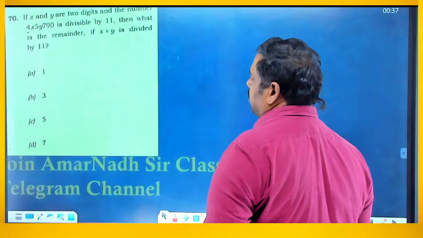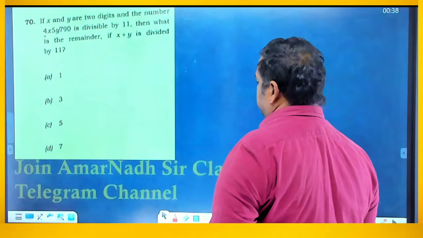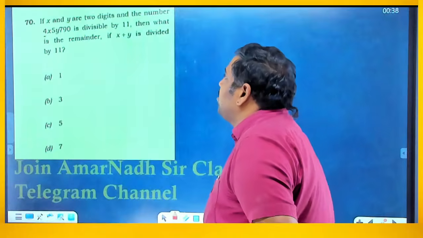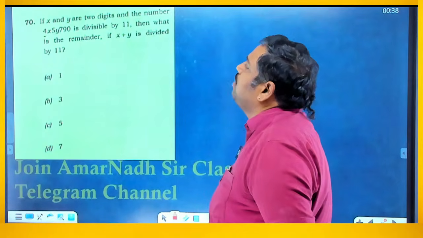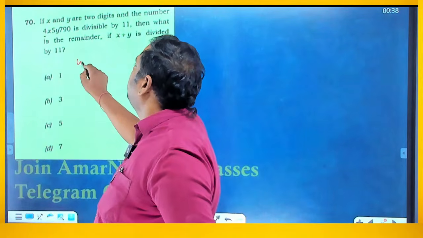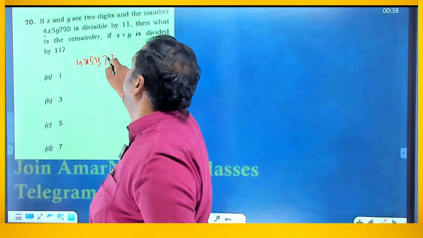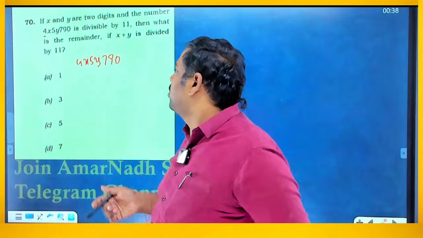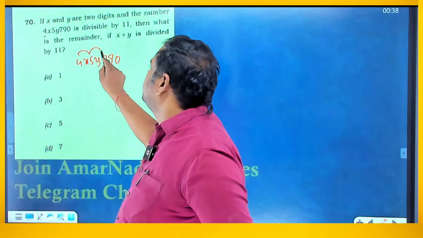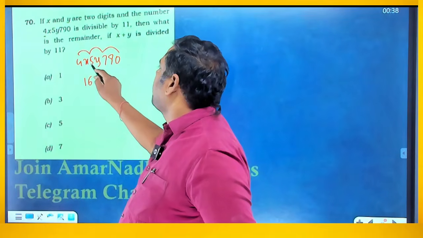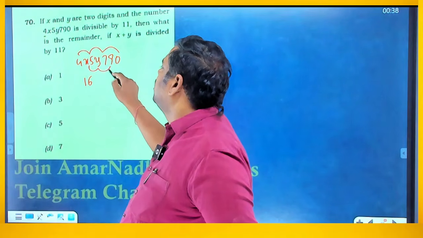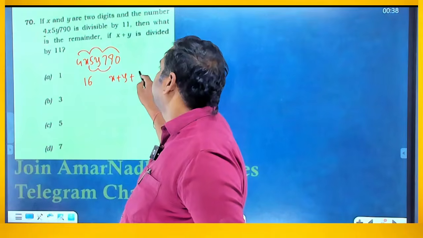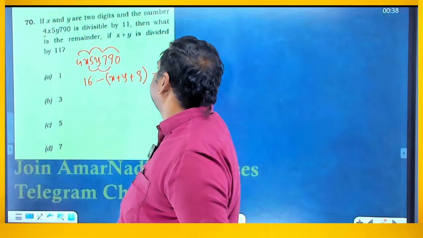For your better visibility, I am zooming it. X and Y are 2 digits and the number 4x5y790 is divisible by 11. Divisible by 11 means the difference of the sums of digits in alternate places should be 0 or a multiple of 11. 4 plus 5 is 9, 9 plus 7 is 16, plus 0 is 16. The other is X plus Y plus 9. The difference should be 0.